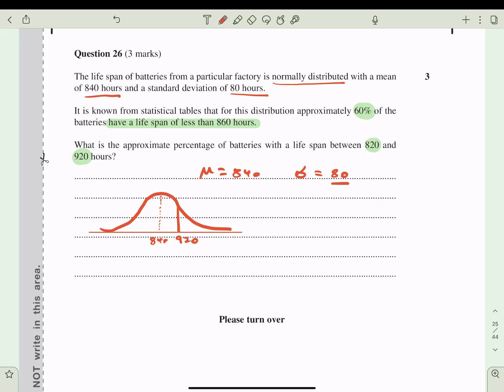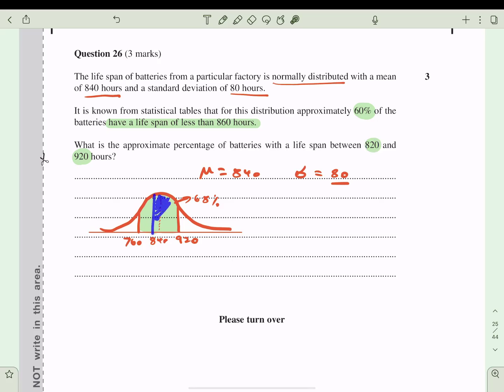840 minus 80 is equal to 760. So what that means for us is that using the empirical rule, we now know that this area here is 68%. Okay, and if we know that that's 68%, it actually does help us quite a bit, because we are then asked between 820 and 920. So 820 is going to be somewhere here.